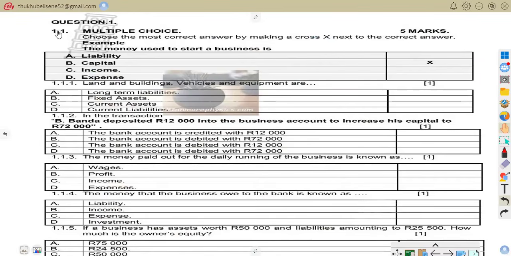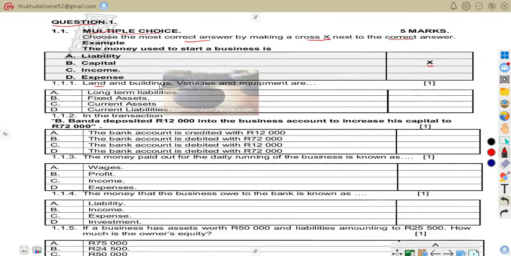Question 1 is a multiple choice question. As 1.1 says, choose the most correct answers by making a cross X next to the correct answer. We are giving an example here: the money used to start a business is capital. That is why there is a cross for that. This is how we are going to do it. So let us be on 1.1.